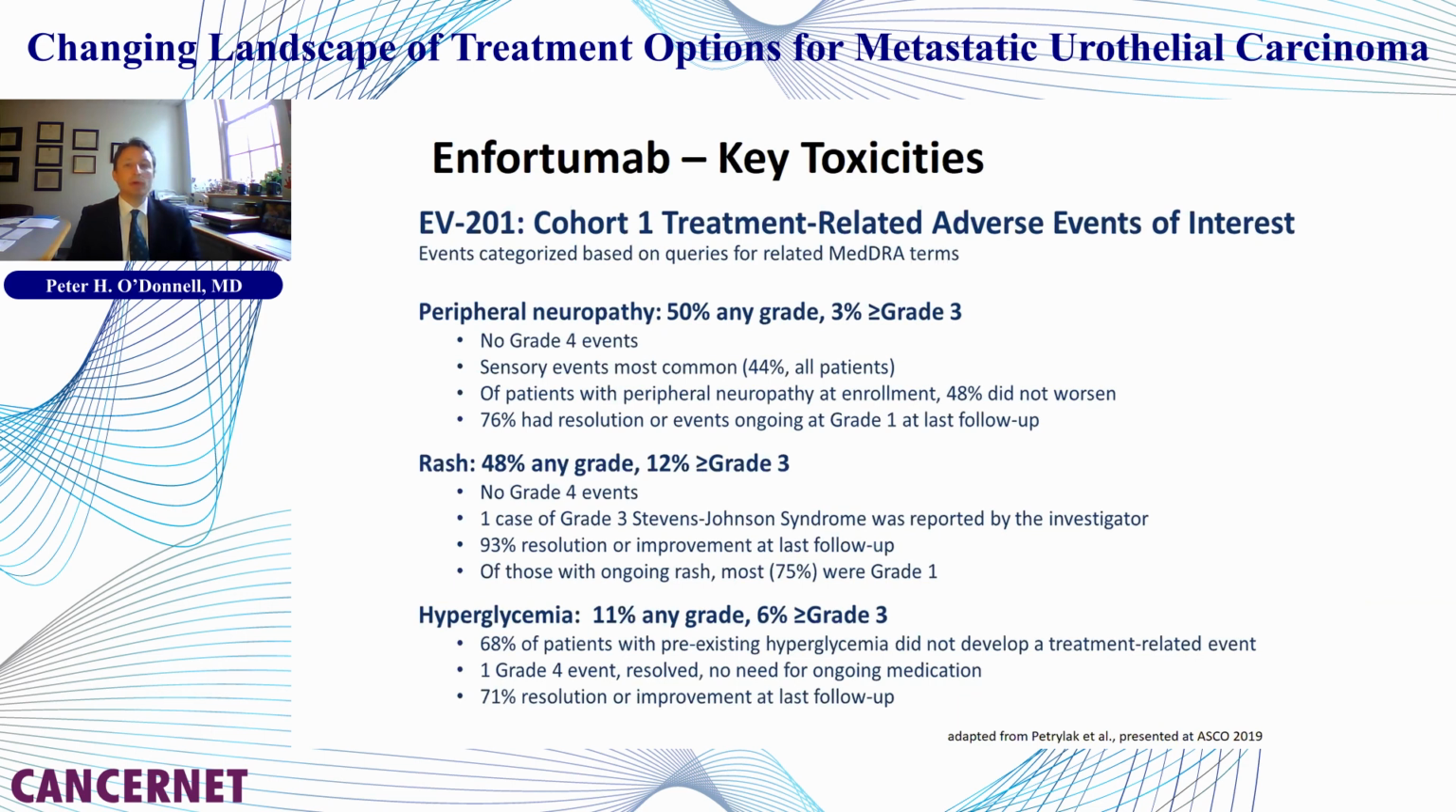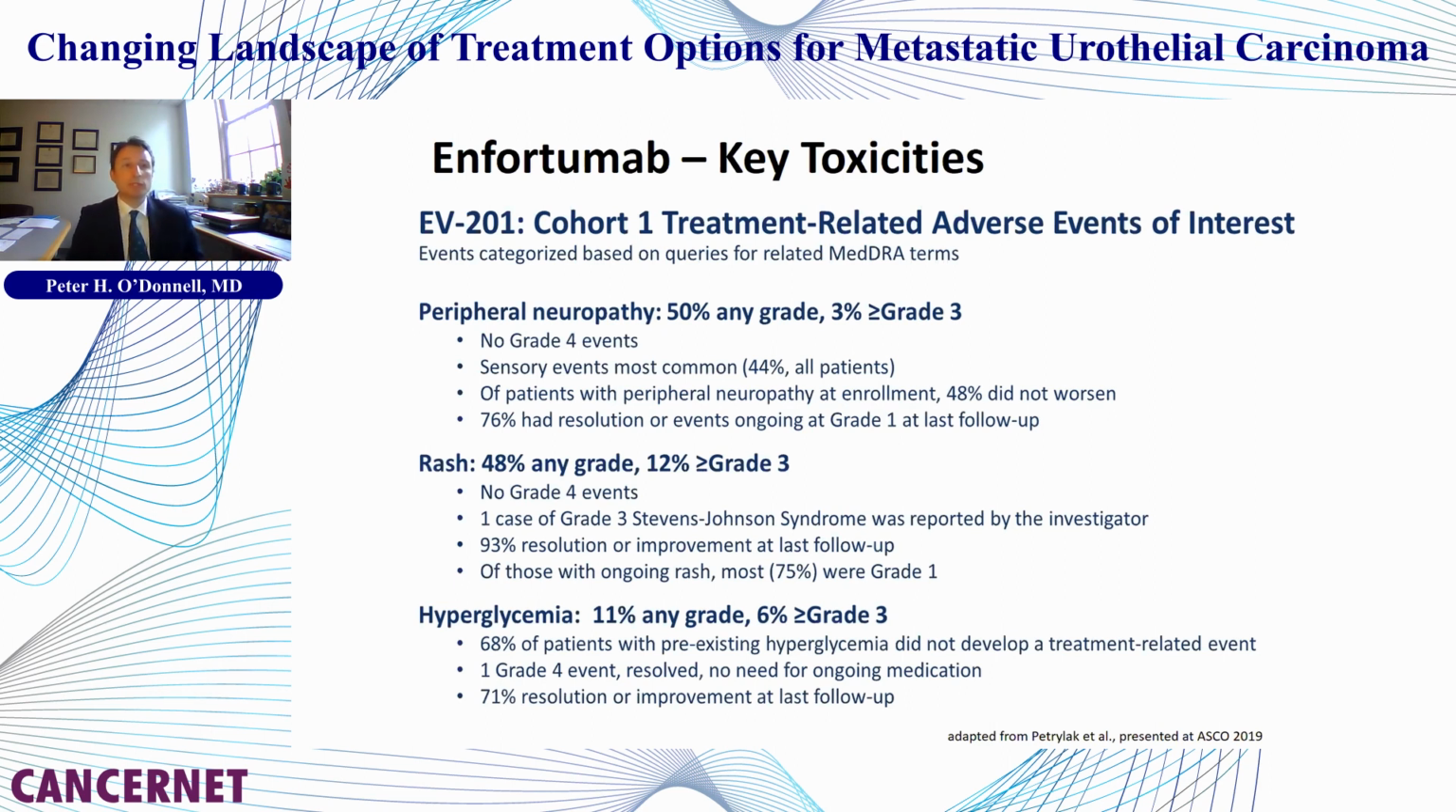So the first is the peripheral neuropathy. As I mentioned, it was 50% at any grade in these individuals. A small number had grade 3 or higher grade. There was no grade 4 events. The sensory peripheral neuropathy was the most common type. Of patients that had peripheral neuropathy at enrollment under the trial, about half did not worsen. And there have actually been analyses looking at who develops peripheral neuropathy with enfortumab vedotin, and it appears to happen in individuals who had pre-existing peripheral neuropathy.